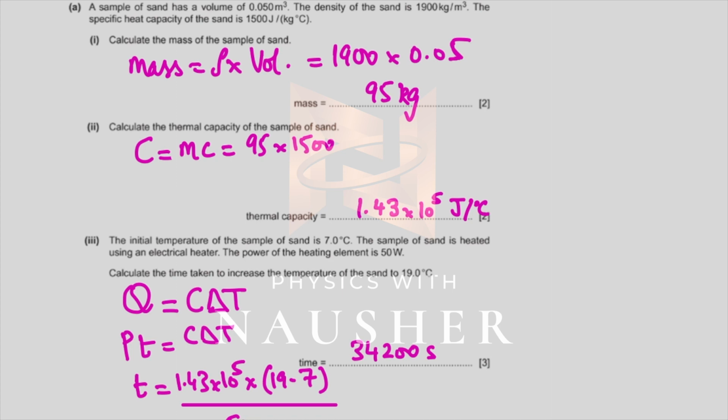Mass is density into volume, as you all know, and the density of sand is given to you and the volume is also given. Just multiply and you get the mass. Thermal capacity. Thermal capacity is heat capacity. What is the difference between heat capacity and specific heat capacity? Just have a look at the unit.